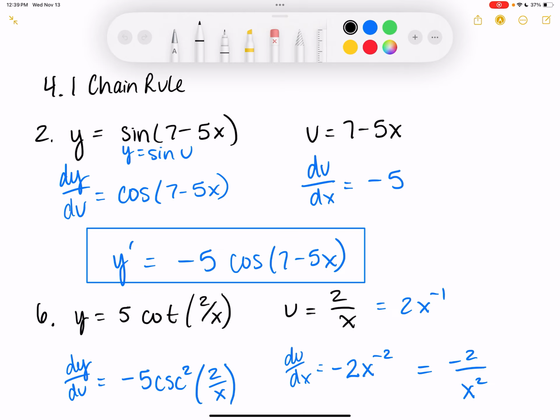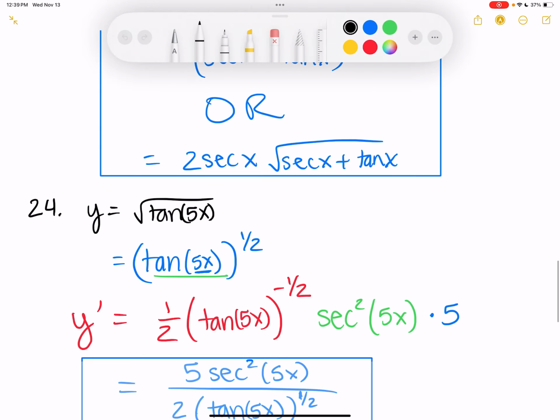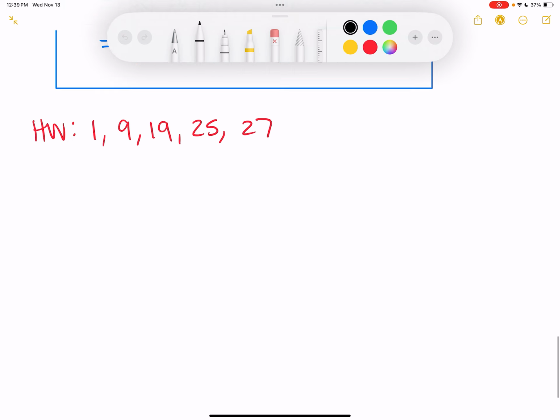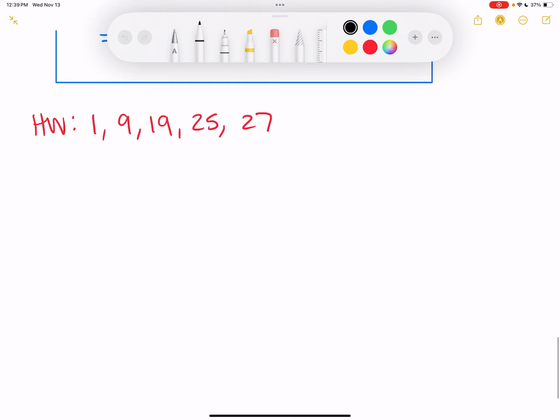Okay. How much of the work did you do from yesterday? I did all of them except for 25 and 27. So you did 3? Yep. I did all of them. They weren't that hard, surprisingly.